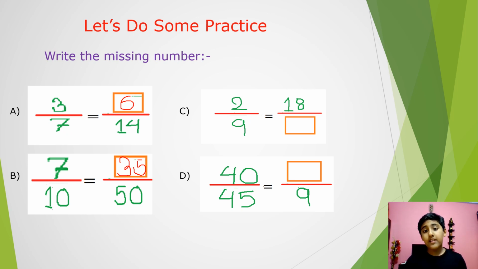Moving on to the next example, 2 by 9 is equivalent to 18 by blank. So if we multiply 2 by 9, we get 18, and if we multiply 9 by 9, that is 81. Next, 40 by 45 is equivalent to blank by 9. If we divide 45 by 5, we get 9. So we have to divide 40 by 5, which is 8. Moving on to the next slide.